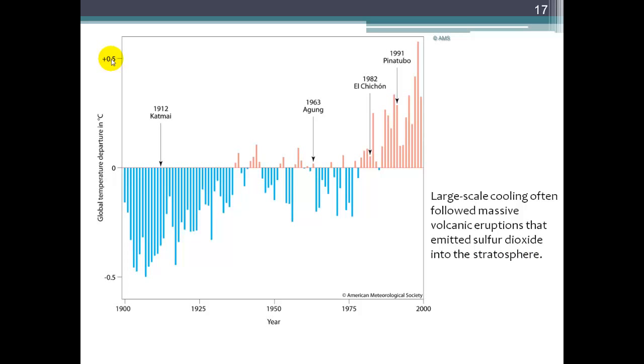Here's a graph that shows large-scale volcanic eruptions and how the temperature of the Earth is usually a little bit cooler right after those volcanic eruptions. So here's one from 1963. We see a few years of below normal temperatures. Here's the El Chichon eruption from 1982. There we didn't really get a cooler temperature. But for Mount Pinatubo, if any of you remember that eruption from 1991, we had a couple years of lower temperatures.